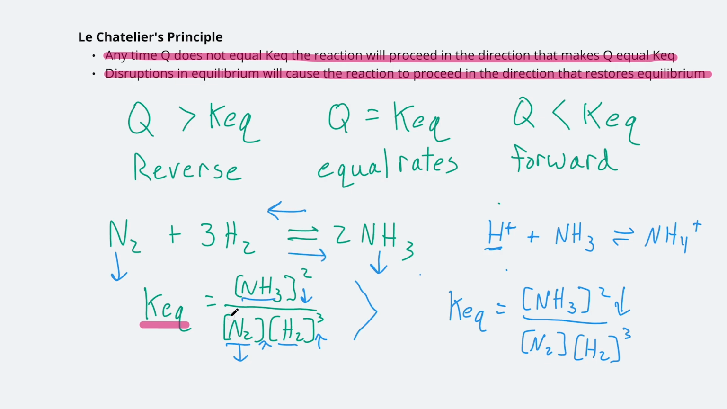You can go through this whole process of thinking about KEQ and how the disruption changes the value of that fraction. Or you can pretty much just think about what happened, what was my disruption, and what direction does my reaction need to proceed to do the opposite thing that disruption did. That second route is what you should be doing on the test because it's way faster, but you do need to understand this justification so that way if something new comes up on the test, you can think your way through it.